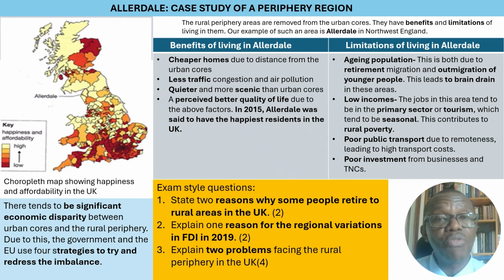Now, of course, if we are talking about reasons for regional variation in FDI, now FDI is foreign direct investment, and foreign direct investment is normally made by TNCs. As they invest in an area, they are likely to create jobs, and they are also likely to invest in infrastructure. So, for example, telecommunication would be infrastructure that they would want to invest in, if they are a TNC that is investing in call centers, for example.